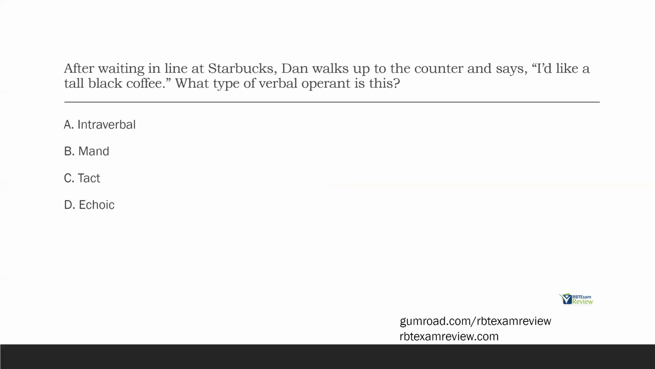After waiting in line at Starbucks, Dan walks up to the counter and says, "I'd like a tall black coffee." What type of verbal operant is this? Remember our verbal operants, our verbal behaviors. As an RBT, you only need to really know a few: mands, tacts, echoics, and intraverbals. Those four are the big ones. So we've got those four here. What is Dan doing?